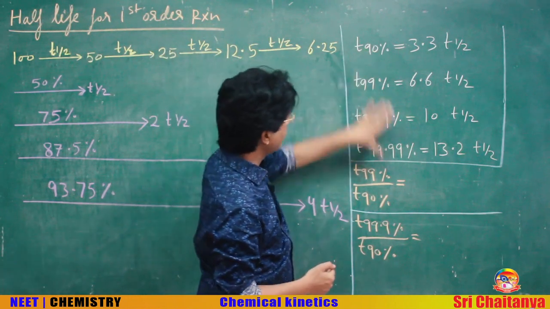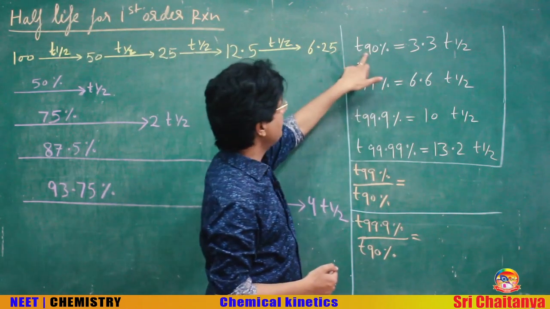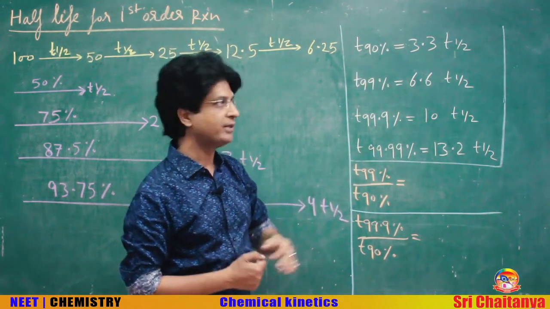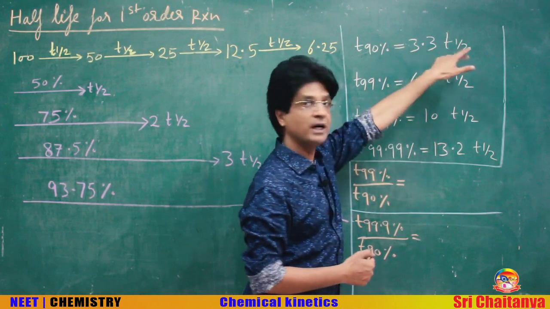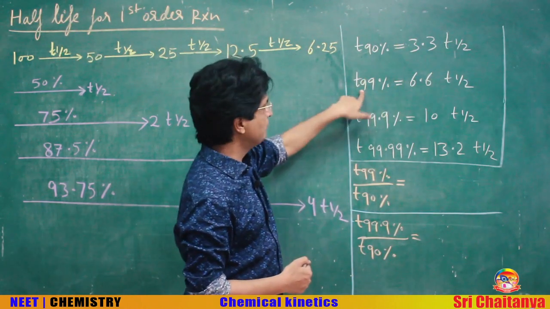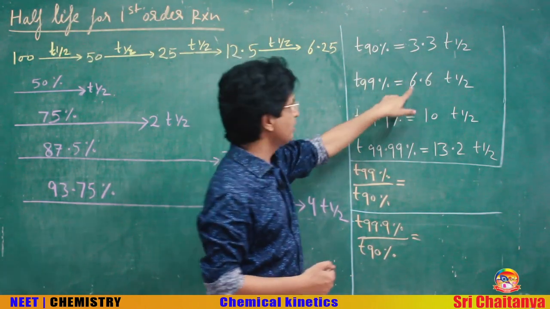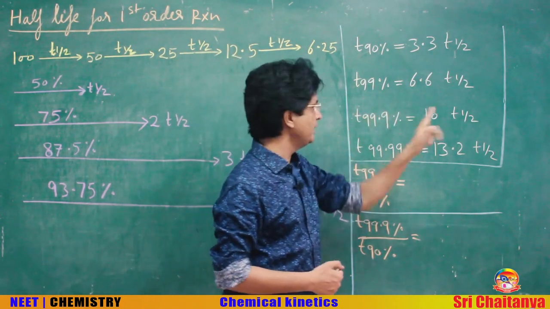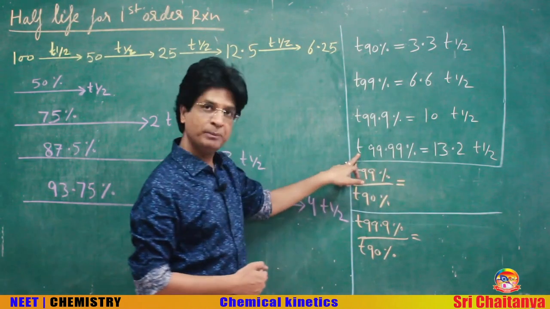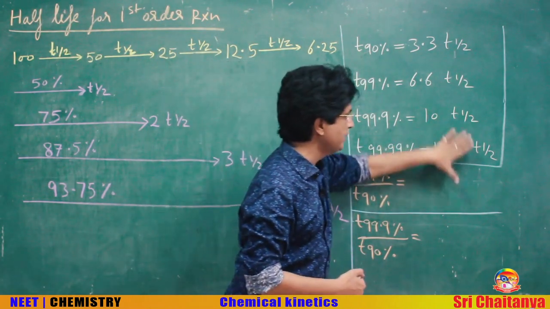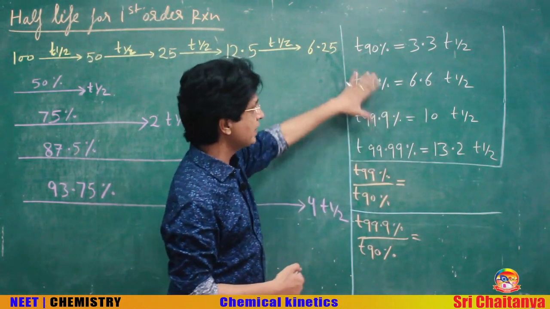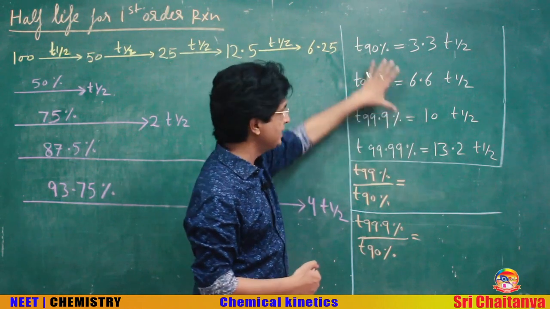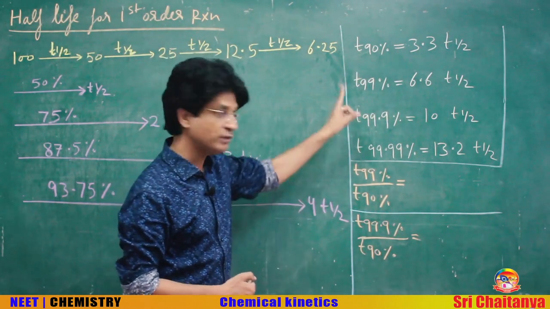Now see, some more data, but very crucial data. Time taken to complete 90% reaction, t 90%, will be equivalent to 3.3 half-lives. Time taken to complete 99% reaction will be equal to 6.6 half-lives. Time taken to complete 99.9% reaction will be 10 half-lives. And time taken to complete 99.99% reaction is 13.2 half-lives. In the previous 12-13 years, NEET has asked some 6 or 7 questions directly or indirectly on this aspect. This is very crucial.